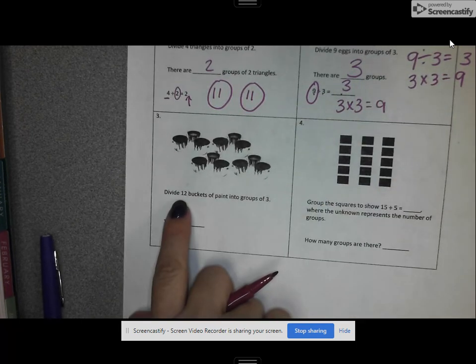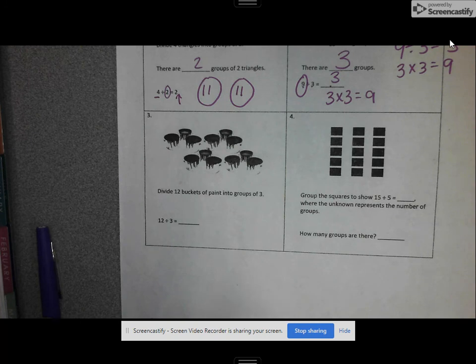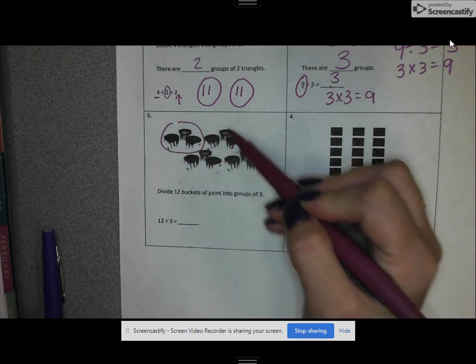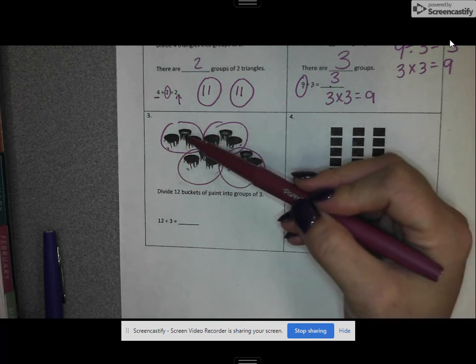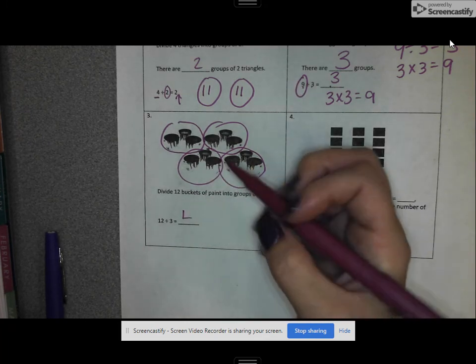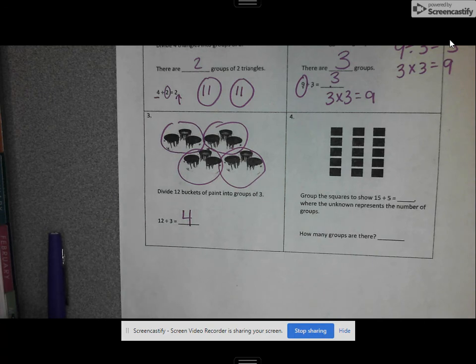All right, this one is divide 12 buckets of paint into groups of 3. So they would say 1, 2, 3, 1, 2, 3, 1, 2, 3, 1, 2, 3. Then we count the groups. We have 1, 2, 3, 4 groups. So 12 divided by 3 is 4.